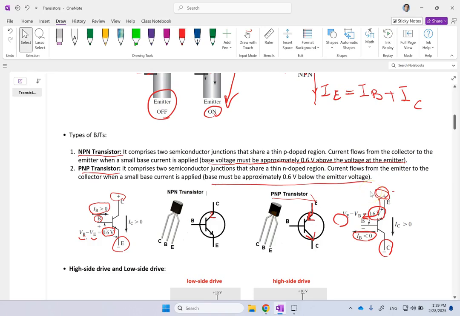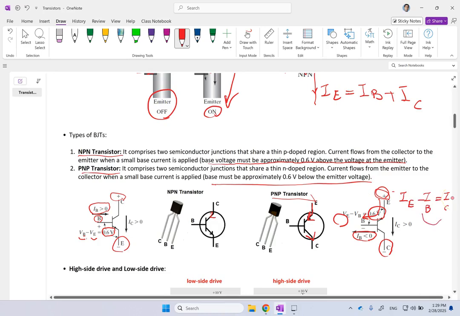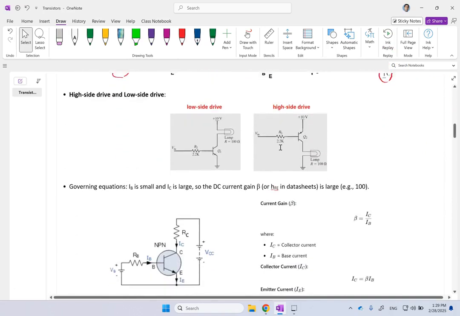base. Okay? So in this case, I of the emitter that comes in minus I of the base that goes out is going to be I of the collector. And again, if you take this negative to the other side, you get the same equation. Okay? So this is the difference between PNP and NPN.